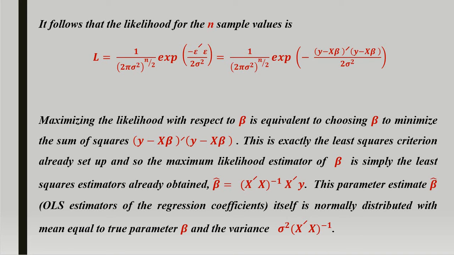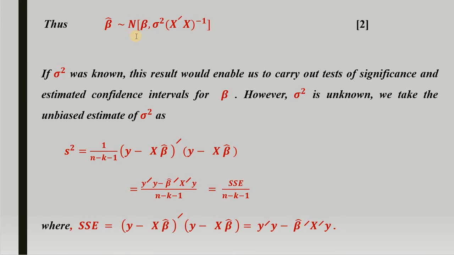This is exactly the least squares criterion already set up, and so the maximum likelihood estimator of beta is simply the least squares estimator already obtained, that is beta cap equal to (X prime X) inverse X prime y. This parameter estimate beta cap, the ordinary least squares estimator of the regression coefficient, is itself normally distributed with mean equal to the true parameter beta and variance sigma square (X prime X) inverse. Thus beta cap follows normal distribution with mean beta and variance sigma square (X prime X) inverse.